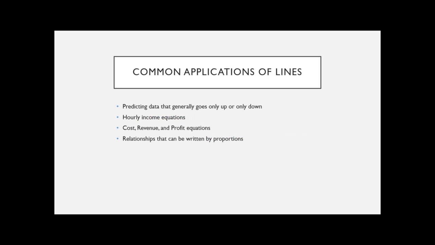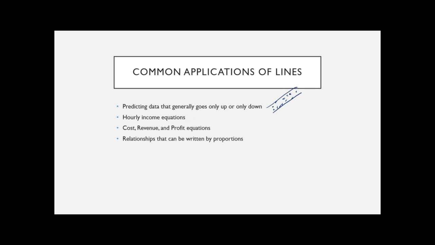So some common applications of equations of lines. You'll use this a lot for predicting data that generally goes up or down in one direction, so there's not a lot of up and down movement. So if you have a whole bunch of data points and it looks like they could be in a line, or even if they're not exactly in a line, they have a linear trend where they kind of are going in the same direction, even if it's a very thick line, you can use an equation for a line for prediction purposes. It's not going to be exact because it's real data, but it can give you some information.